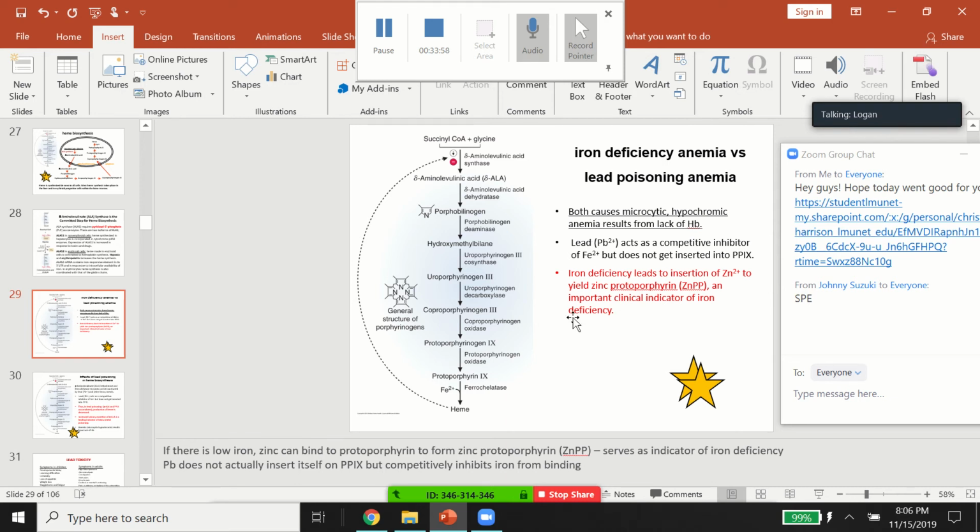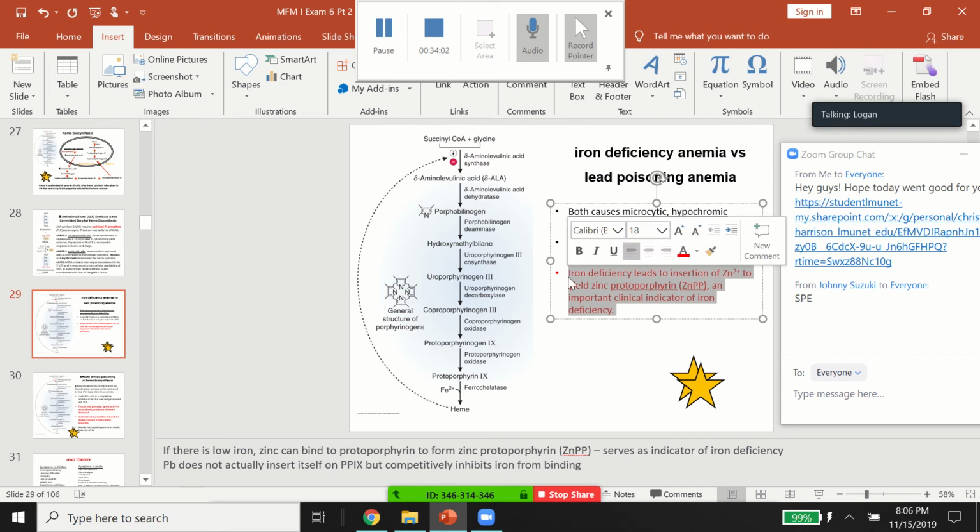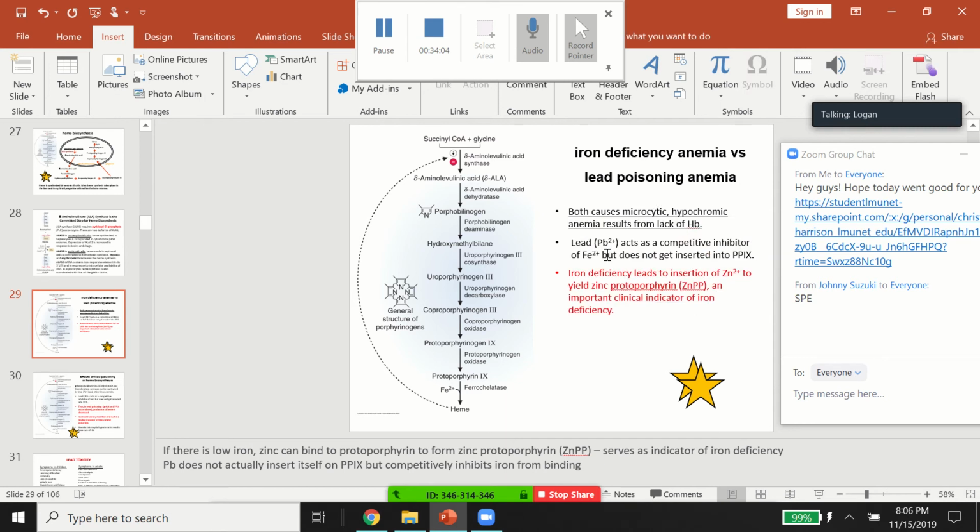Anyway, why I have this in red is because it's a main difference between lead poisoning anemia and iron deficiency anemia. Notice with iron deficiency anemia, that leads to an insertion of zinc to yield zinc protoporphyrin, ZnPP, and that is an important clinical indicator of iron deficiency.